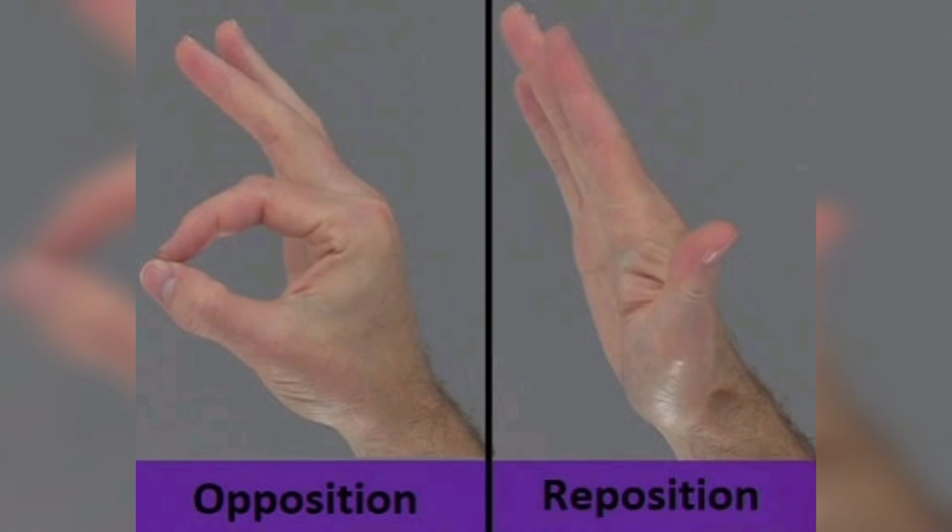The next movements are opposition and reposition. Opposition is the movement of the thumb toward the surface of the palm and then the thumb meets the tip of one of the fingers, while reposition is when the thumb and finger return to original position.